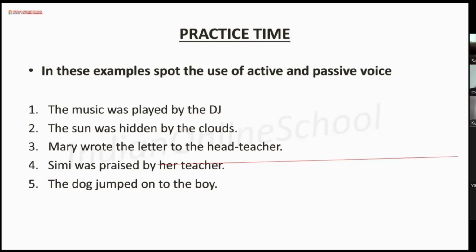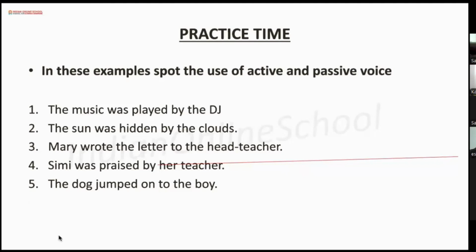Now, Prithviraj, can you tell me the fifth one? No. Okay. Vaishali, can you tell me the fifth one? The dog jumped on the boy. Is it an active or a passive voice? It's an active. Very good. It is an active voice.